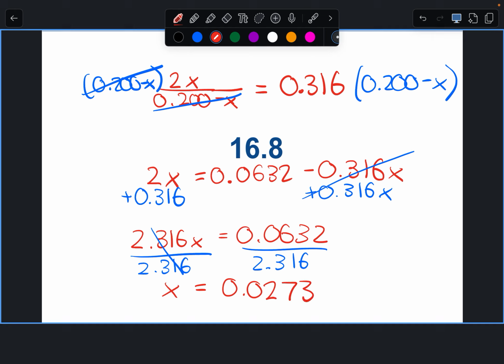And I get 0.0273. I'll leave that up there for a second. So this isn't the final answer. I think the question says, what are the equilibrium amounts of each chemical species? So you would need to now go plug X in and find out what the amounts are for each of those. We'll do that in just a second.